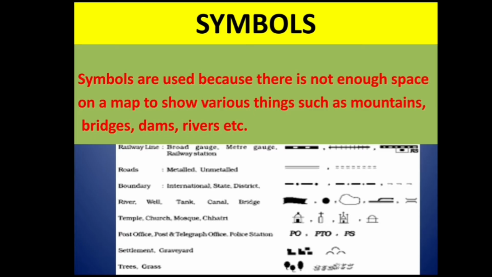Next is symbols. Symbols are used because there is not enough space on the map to show various things, because the mountains, bridges, dams, and rivers are very big, so it is not possible to show them on a map. Instead we use their symbols, and these symbols represent all these kinds of landmarks. And then we have to make the key also to show what the symbols are representing. So these are various kinds of symbols we can use for different information.